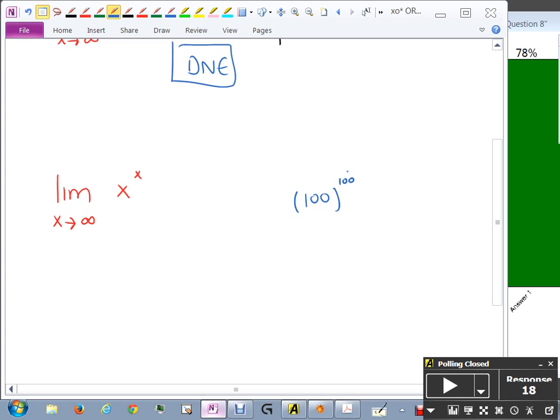So what is our answer then? Infinity. See, we don't say it does not exist here because it is heading somewhere. It's headed towards infinity, if that makes any sense. But it's not oscillating, so this answer would be infinity.